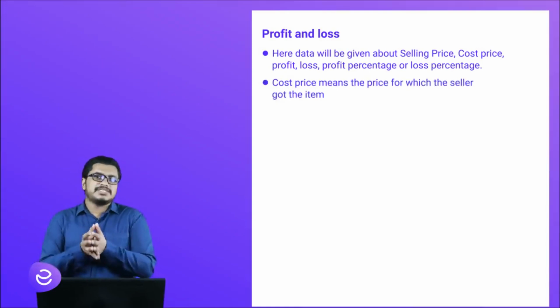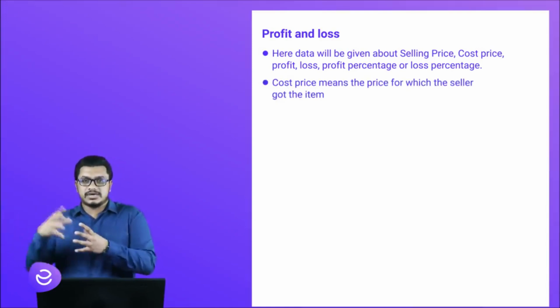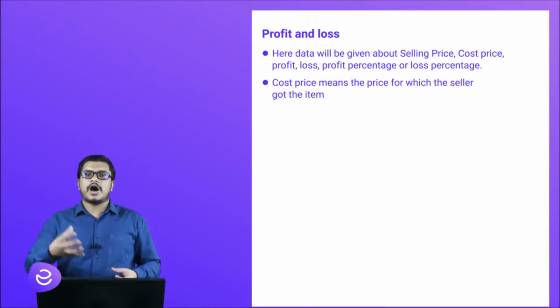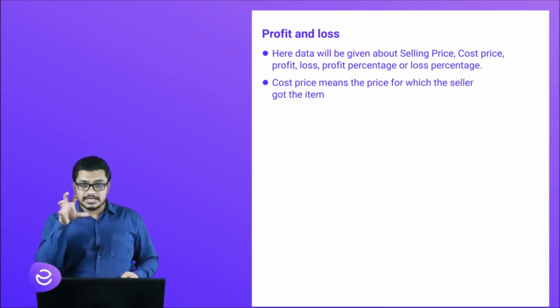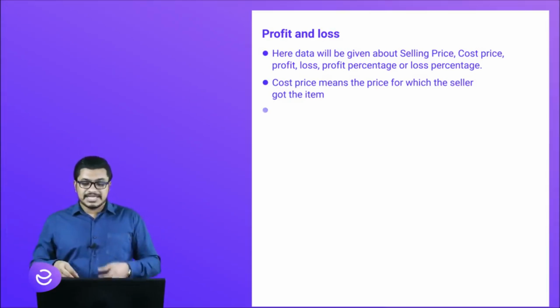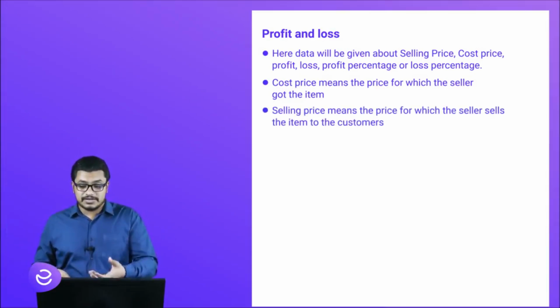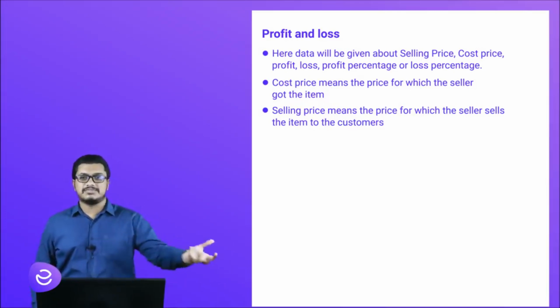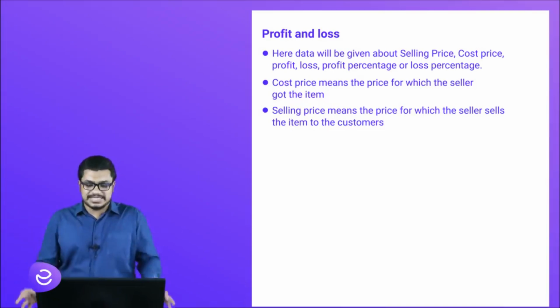Cost price means the cost for which the seller has got the item, not the buyer. It has nothing to do with the buyer. Cost price means how much money the seller has paid to acquire the item. Selling price means the price for which the seller sells the item to the buyers. That is the basic information.